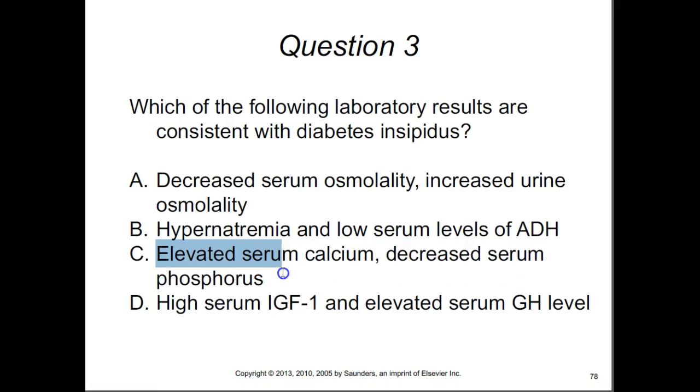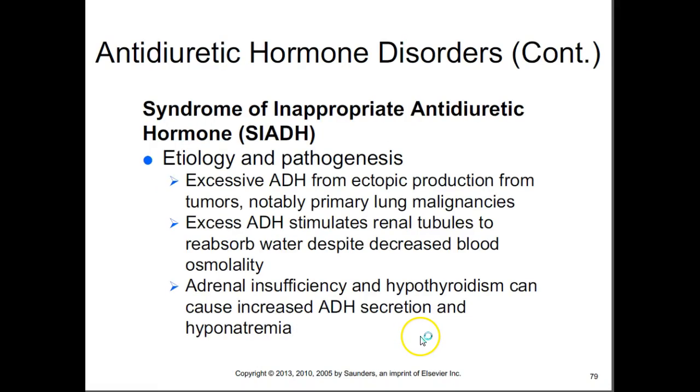Elevated serum calcium and decreased serum phosphorus, that's going to have to do more with parathyroid hormone than with ADH. Remember, ADH has nothing to do really with calcium. And so the best answer is hypernatremia and low levels of ADH.